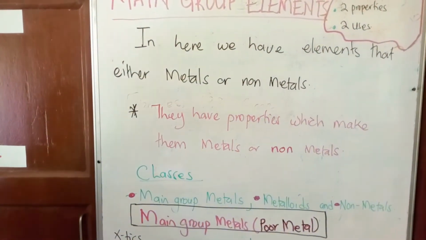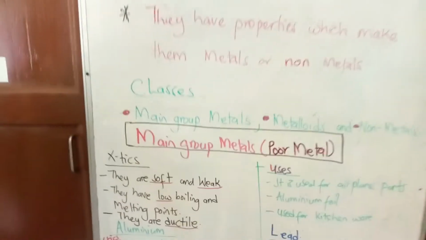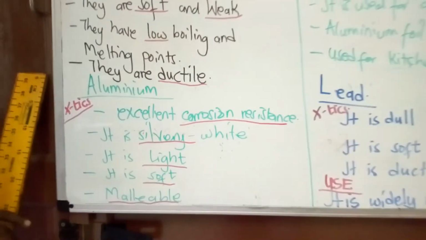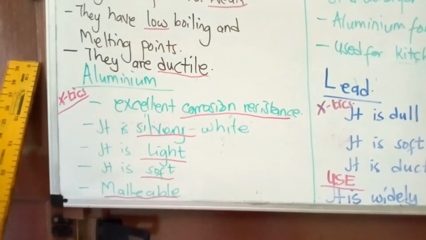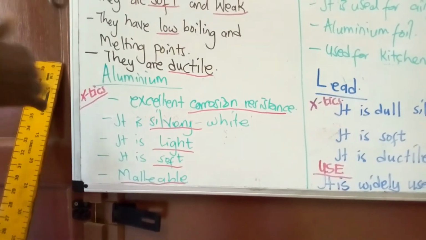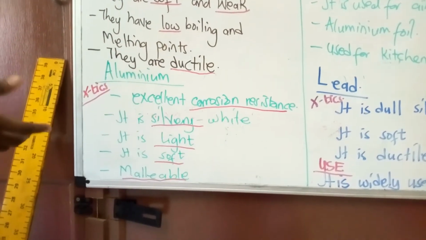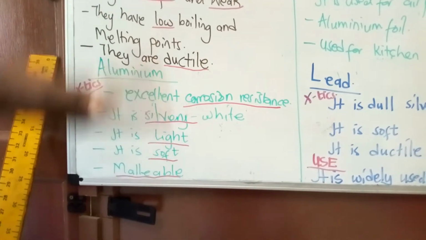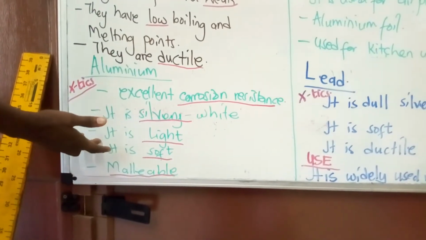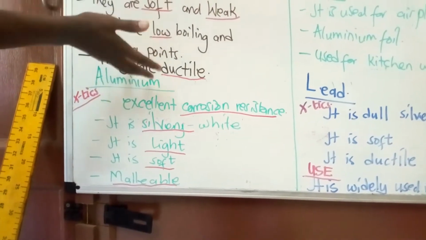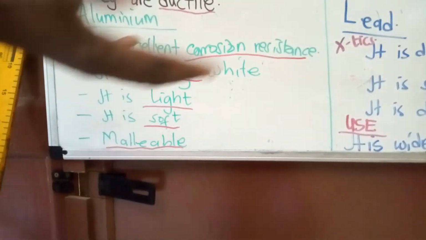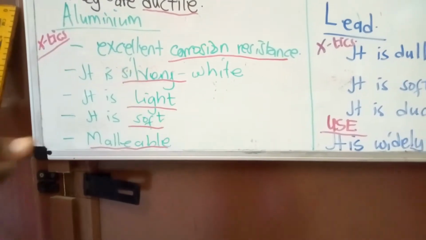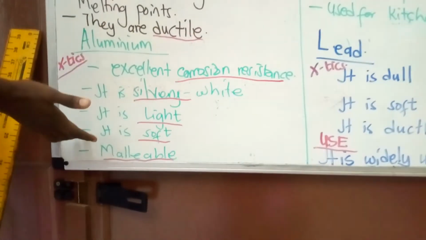And if you are to look at aluminium as one of them, it has got characteristics of excellent corrosion resistance. It's hard for it to rust. It is silver and white. It is light, in terms of density. It is also soft, like what we saw as a characteristic for all the main group metals. It is malleable. It can be formed into different shapes. You can carve it, you can bend it into different shapes.